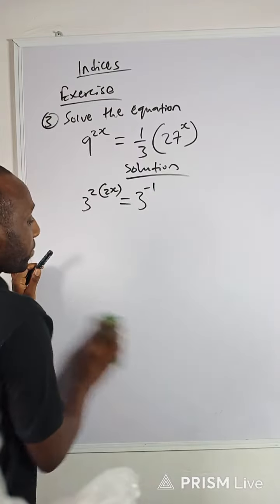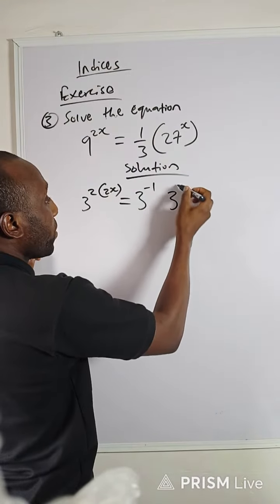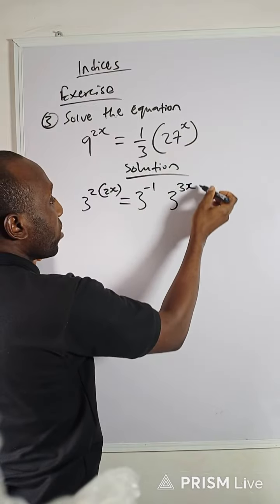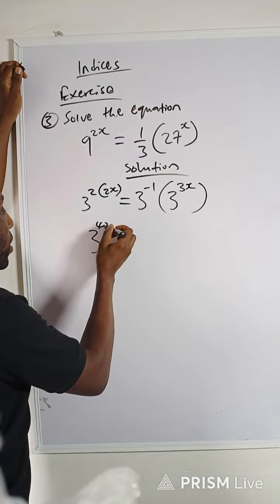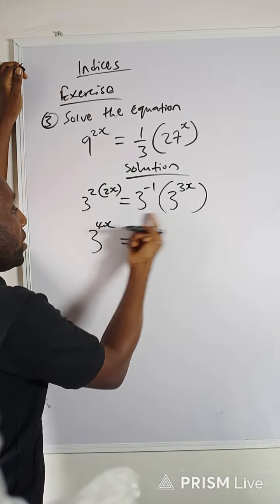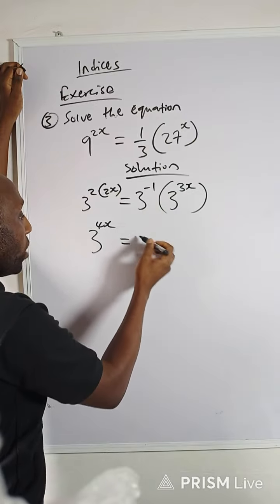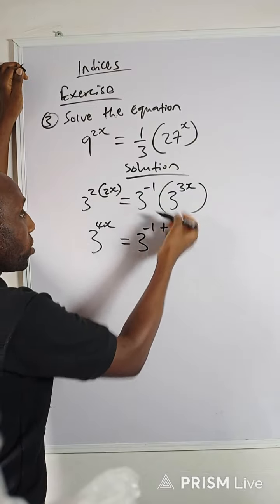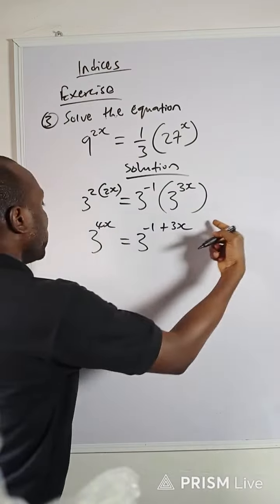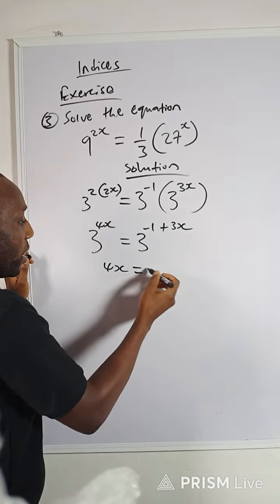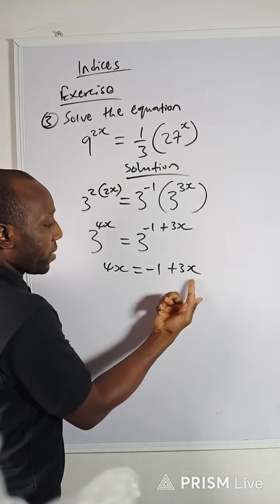So what else? Then we have 27, which can be written as 3 raised to the power of 3. So this 3 and this x, they multiply together, you have this. Let's move on. 3 to the power of 3, 2 times 2x is what? 4x. And this is equal to what? See, the same base, we are multiplying this bracket. What you have in between them is what? Times. So you add the exponent, negative 1 plus 3x. Are you with me? So we have the same base on both sides. We're going to equate the exponent. So that will be 4x is equal to negative 1 plus 3x. Right? So we subtract 3x from both sides.